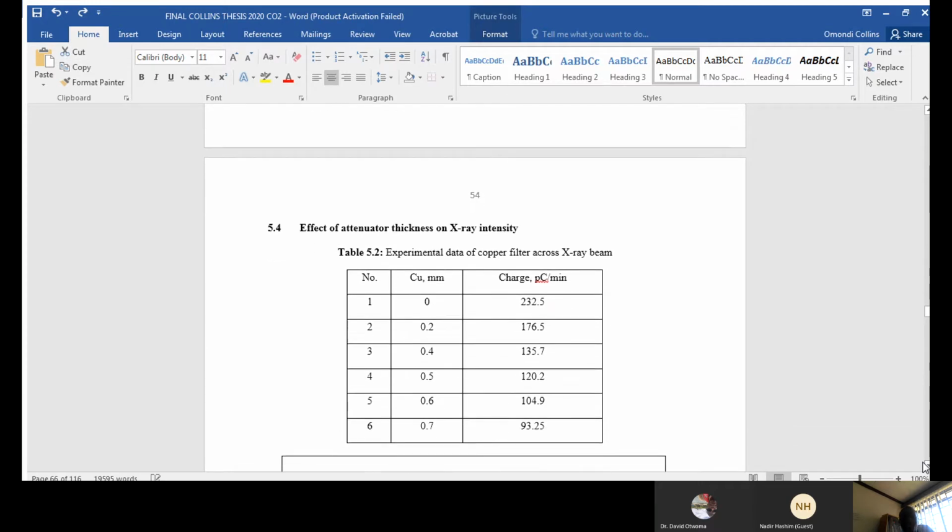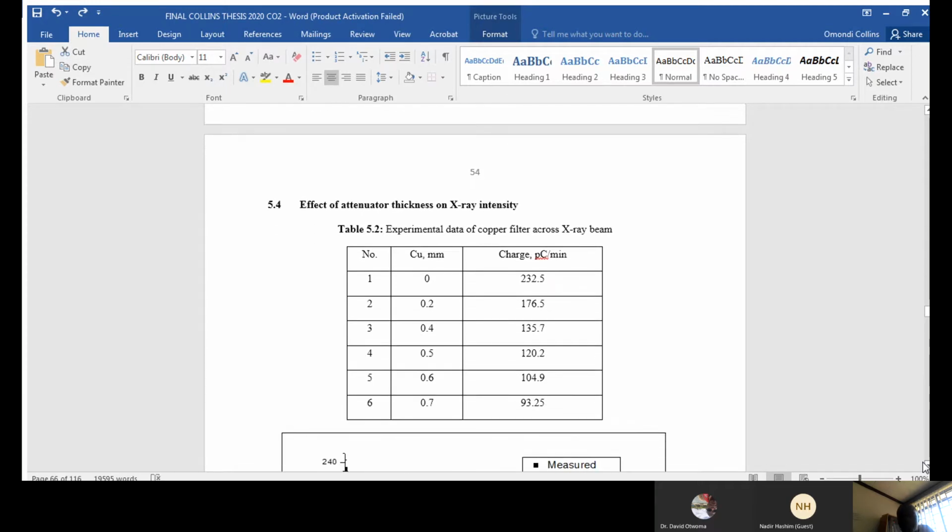So the second experiment was the effect of attenuator material thickness on the intensity. In this case it is copper. These are in millimeters thickness. I vary from 0.2 all the way to 0.7. The purity is about 99.99%, very pure material. So these are the results.